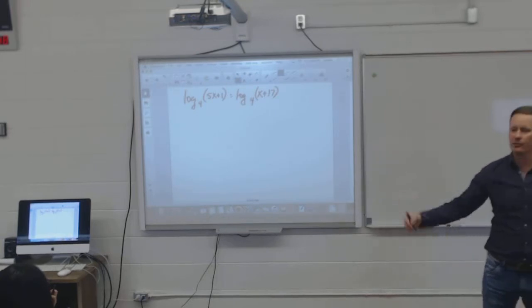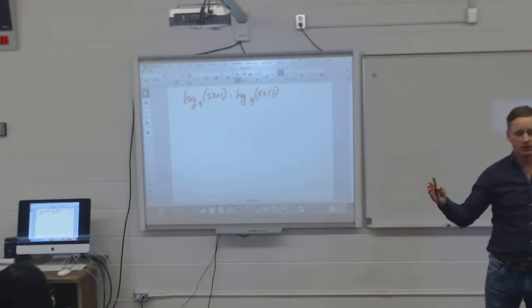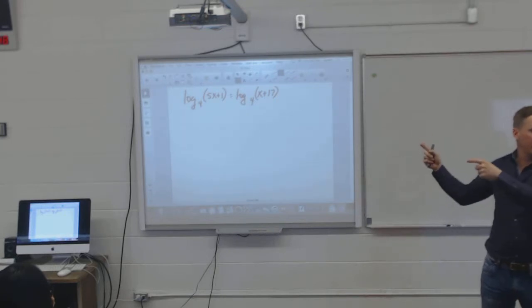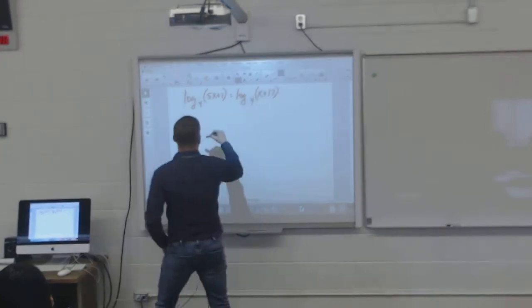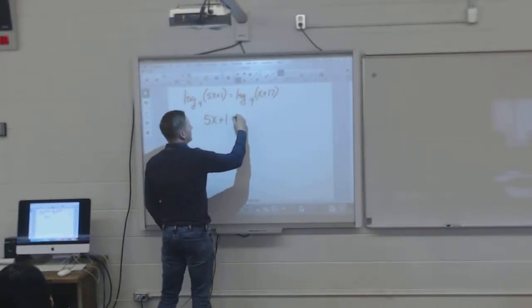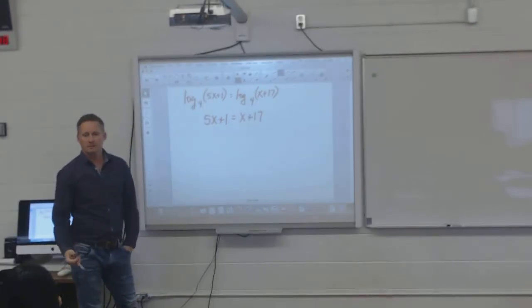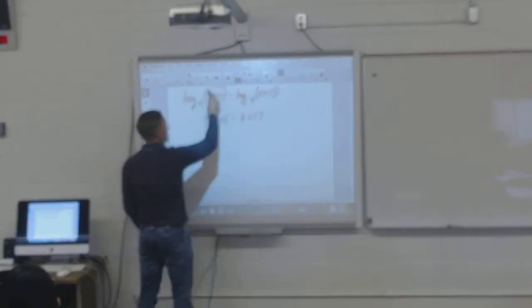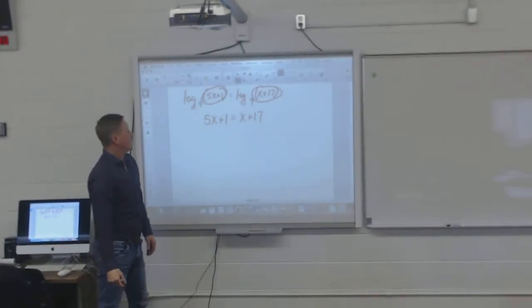Why is it easy? Well, if the left side's equal to the right side, and the bases are equal, what does that mean about the two values? They have to be equal. Do they not? So therefore, I can just flat out say 5x plus 1 equals x plus 17. Right? Whatever's in here has to be the same as whatever's in here if both sides are equal. So what's x equal?